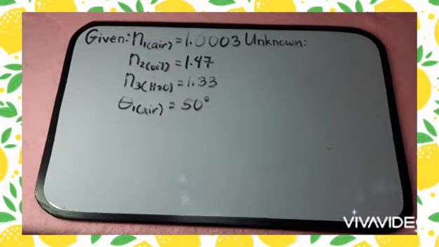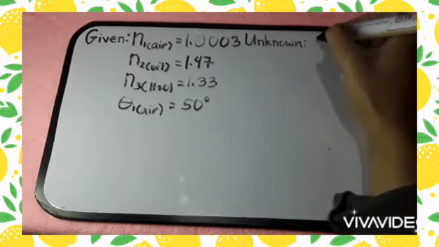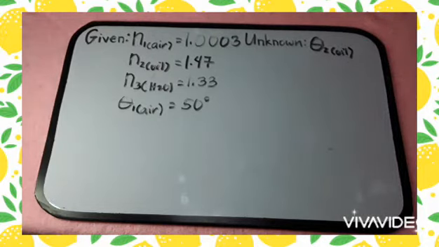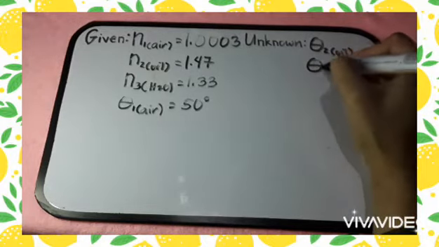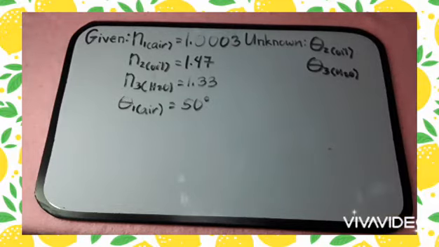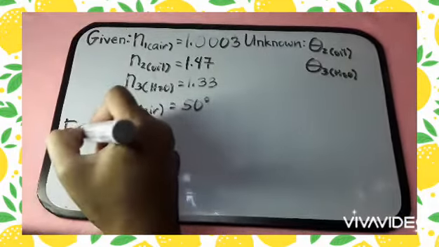Let's now identify the unknowns. So we can solve for the angle of refraction on the air-oil interface. We can denote this one as angle 2, oil. Next, we can also solve for the angle of refraction on the oil-water interface. So we have angle 3, water. So there. For our formula, let's derive the formula.